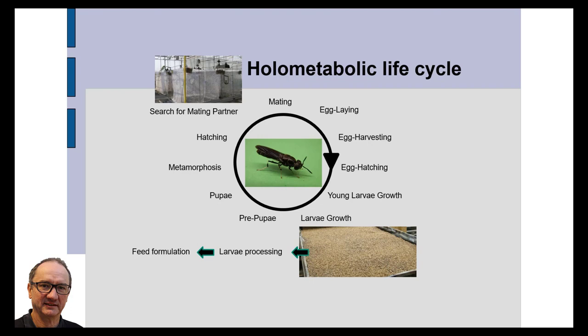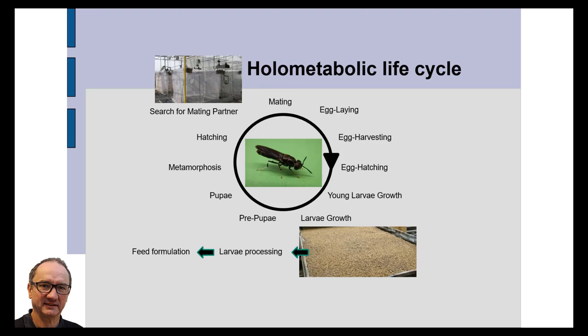Next, please. Here is the holometabolic life cycle. Upper left-hand side, you see the fly cages, the love cages, where the search for a mating partner takes place, the mating, the egg laying, the egg harvesting, egg hatching, young larvae growth, and then the pre-pupae stage, where they normally get out of the substrate, the pupae, where the metamorphosis takes place, the hatching of the adult flies, and the life cycle starts again. For reproduction, you have to really manage and control this life cycle.